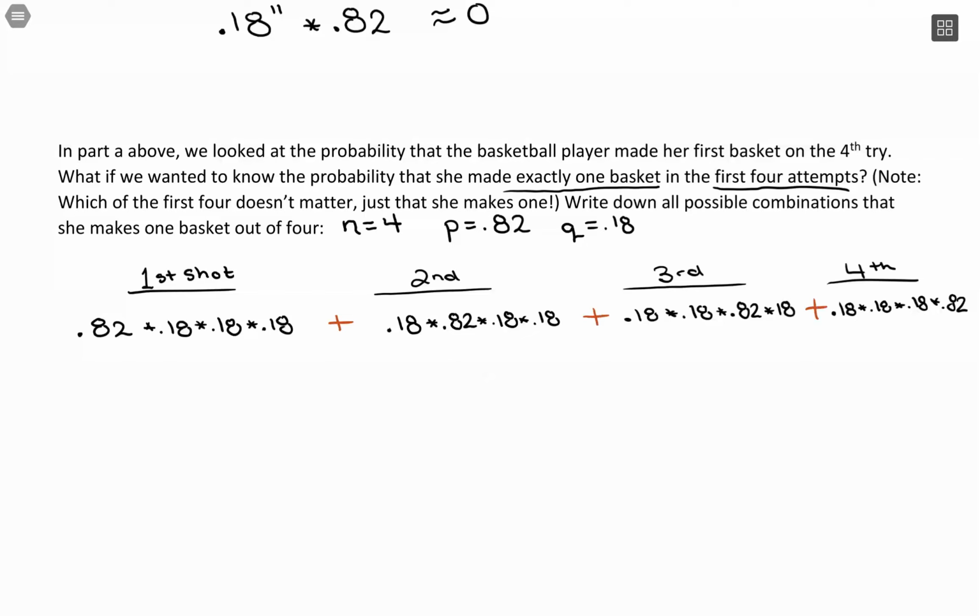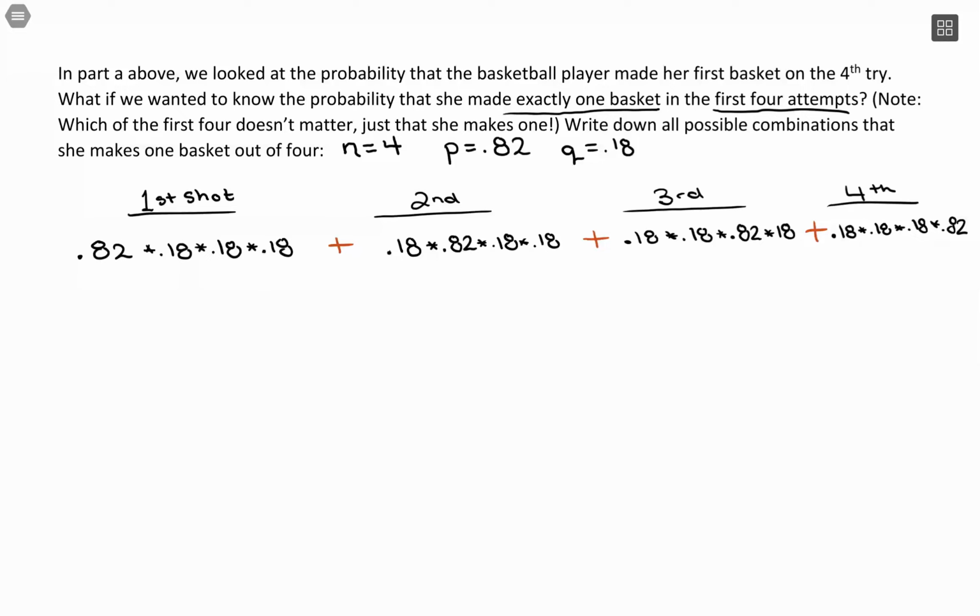So before I add them up, what I'm going to do is change the notation a little bit. So like this first shot here, I'm going to change it to exponent notation. So this would be the same thing as having 0.82 once times 0.18 cubed. If I change the second one, it's actually going to be the same thing. With multiplication, you can move things around in any order as long as it's just through the multiplication. So what I can do is rearrange that, and we'd have 0.82 once and 0.18 3 times.